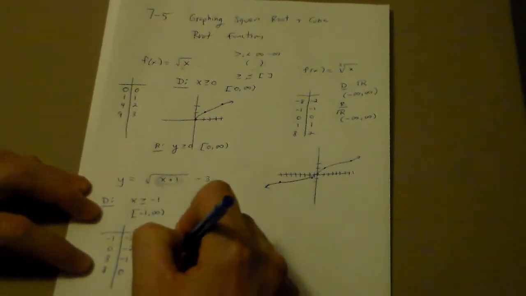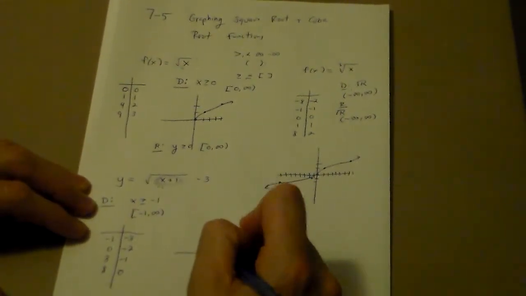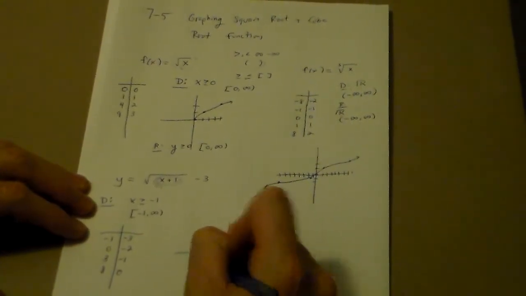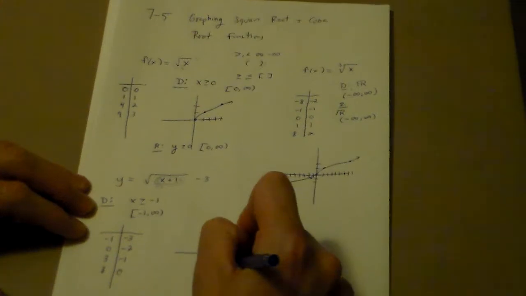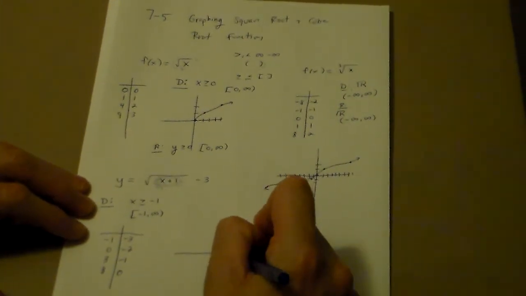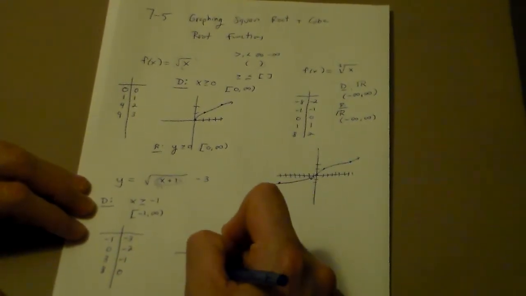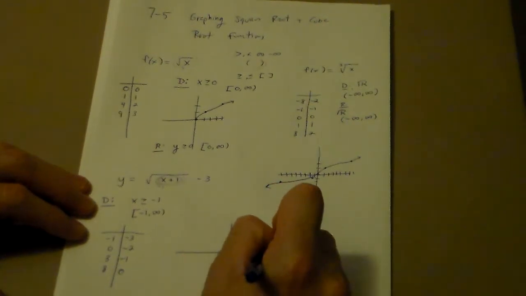So when I graph this, -1, -3 is down here. 0, -2 is over here. 3, -1, 1, 2, 3, -1 is over here. The graph looks like this.